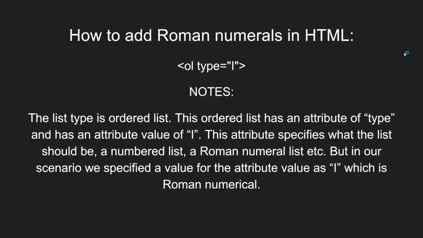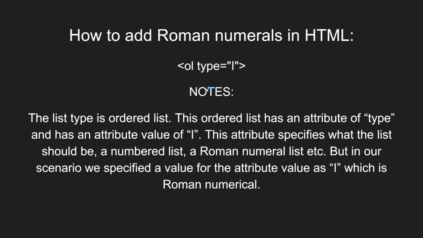Now, let's go ahead and take a look at how to add Roman numerals in HTML code. So, first off, I want you to look at this code before I start explaining everything. First, I have an ordered list over here, and then I have this attribute and attribute value. So I have type as my attribute, and you may notice that type is equal to what is this over here? This is an I. This may look like an L, but it's an uppercase I.